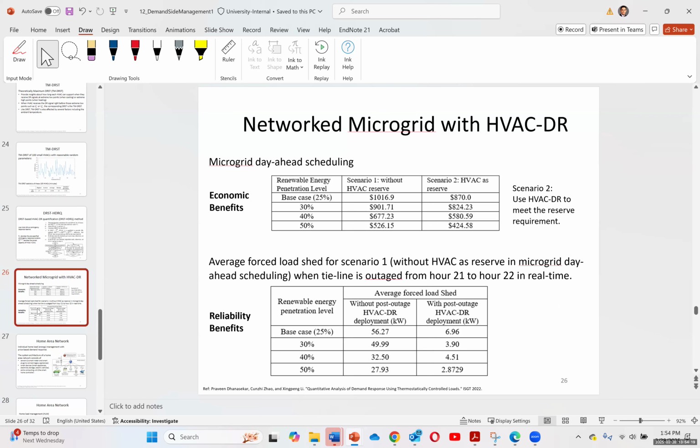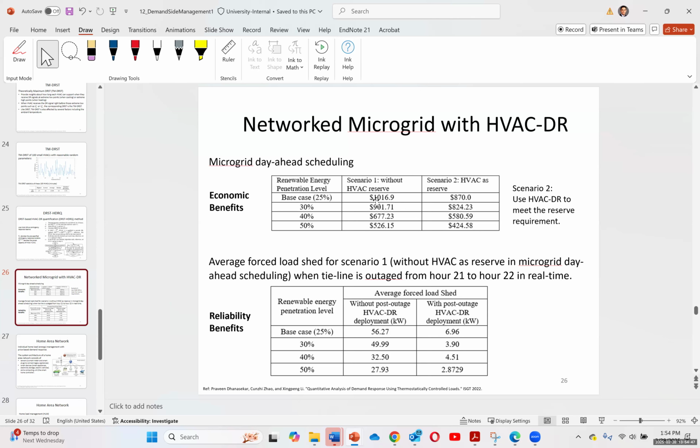And then we have network microgrid with HVAC DR. The microgrid day-ahead scheduling shows the economic benefits of a renewable energy penetration level. Scenario 1 is without the HVAC reserve, and scenario 2 is with HVAC as a reserve. And you can see how much difference it makes in the price.